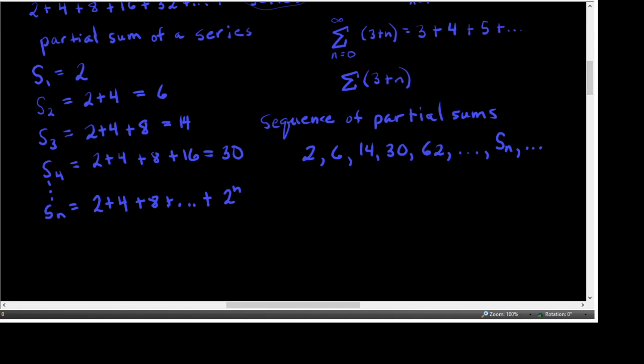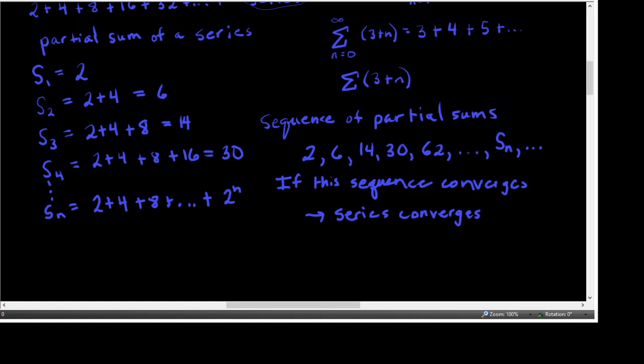Now, an interesting thing about this is if the sequence of partial sums converges, then the series converges. So that's going to be the test for whether a series converges or not: we have to find the sequence of partial sums and then find out if it's going to converge or not. Okay. So since that's a sequence, we can use the tests that we learned in the prior section to test for the convergence of that sequence.